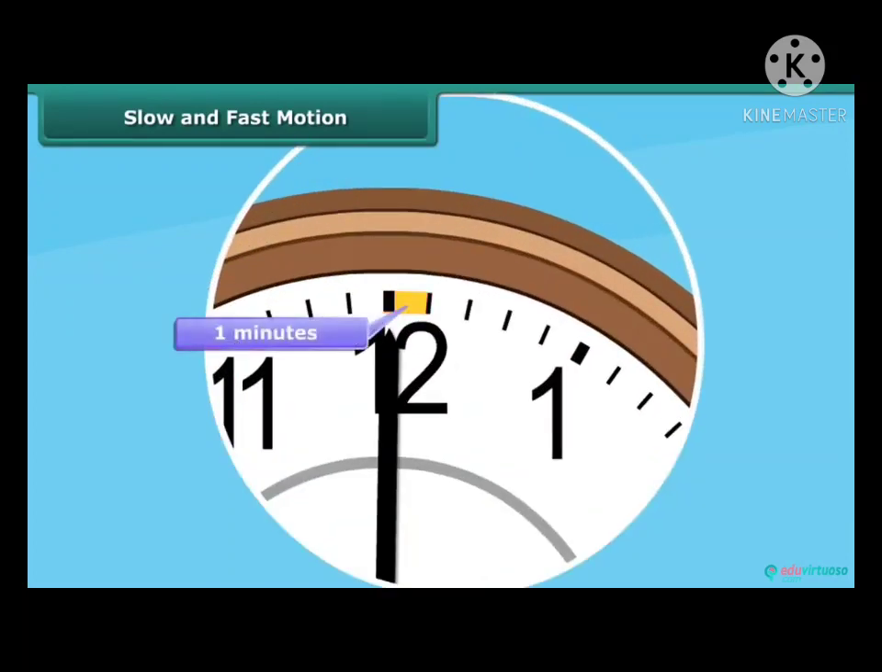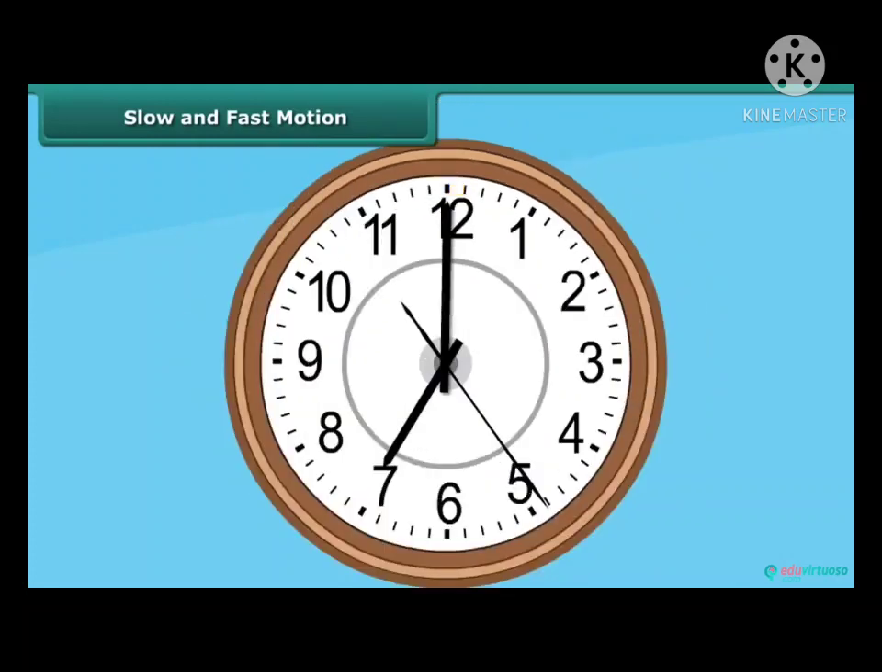The longest needle, which moves the fastest, is known as the second hand. It completes 1 revolution in 1 minute. The smallest needle, which is also the slowest, is called the hour hand. It completes 1 revolution in 12 hours. The needle smaller than the second hand and longer than the hour hand is the minute hand. It moves slower than the second hand, but faster than the hour hand. It completes 1 revolution in 1 hour.